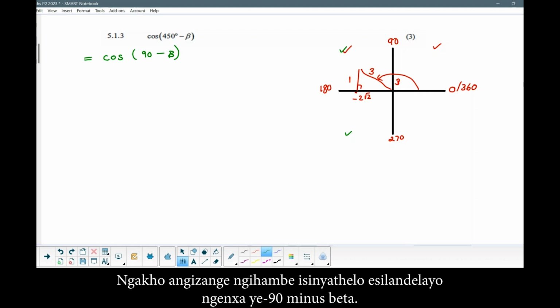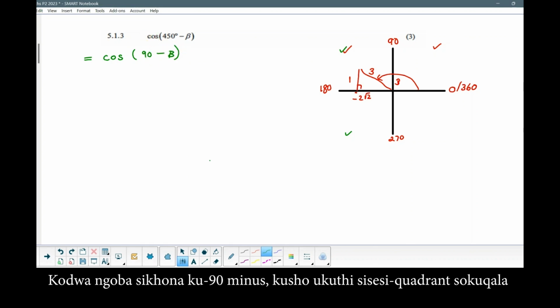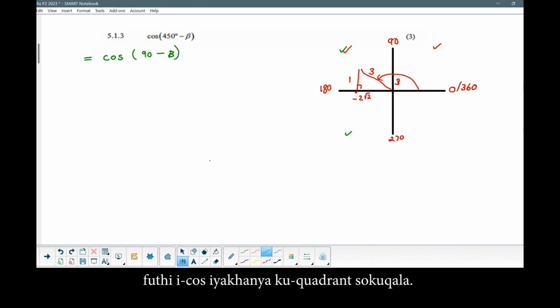Cos of 90 minus beta. Now, when we have complementary angles like 90s and 270s, your function will change to its co-function. So cosine changes to sine. And you look at the original function and determine whether that will remain positive or negative. But because we are 90 minus, that means we are in quadrant 1, and cos is positive in quadrant 1, we don't have to worry about whether the sign changes from positive to negative or negative to positive.